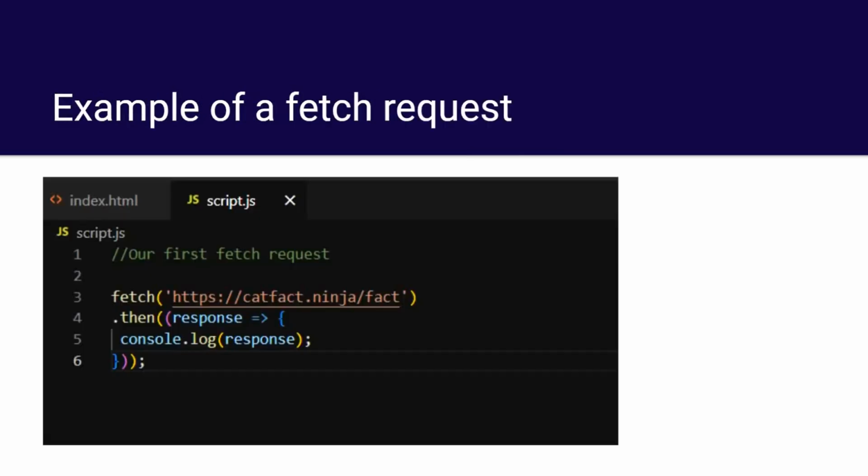At a very basic level, this is a very basic example of a fetch request. We are going to use fetch to send a request to get a random cat fact back. Then we're going to chain on the .then method. We will call the response, we get back the response, and then we're just going to log it out to the console to see what we get.